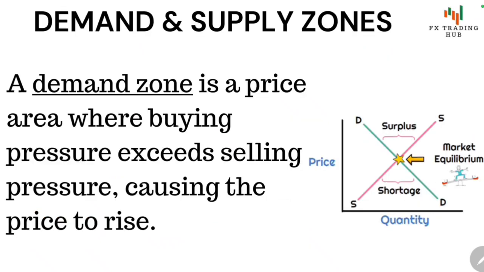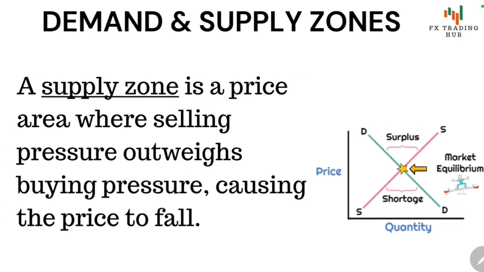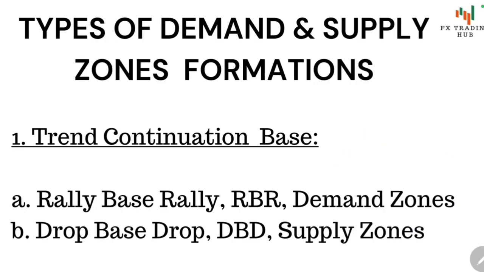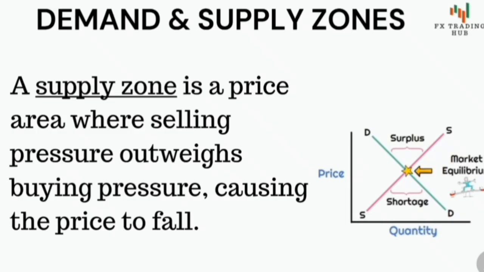So what are demand and supply zones? A demand zone is a price area where buying pressure exceeds the selling pressure, therefore causing the price to rise. So a demand zone is a buy zone. A supply zone is, on the other hand, a price area where selling pressure outweighs the buying pressure, causing the price to fall. We look to sell from a supply zone, while we look to buy from a demand zone.